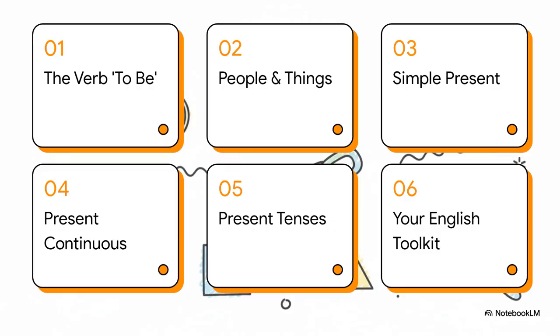All right, so here's our game plan for today. We're going to start with the absolute foundation, the verb to be. Then we'll bring in our subjects, the people and things our sentences are about. After that, we'll get into the fun stuff, actions. We'll cover everyday routines and things that are happening right this second. And finally, we'll put the tenses side by side to see the difference, and we'll pack up your new toolkit. Ready to get started? Let's do it.